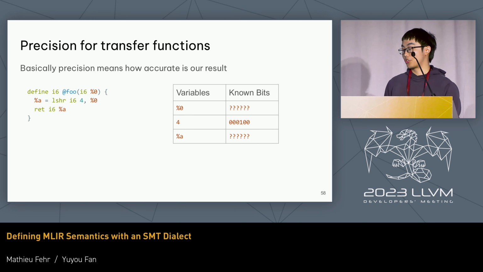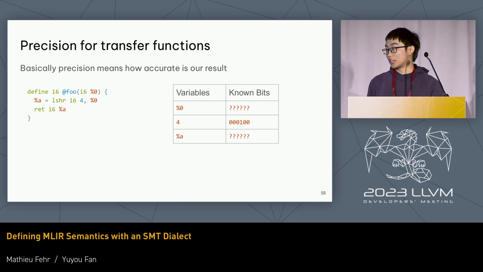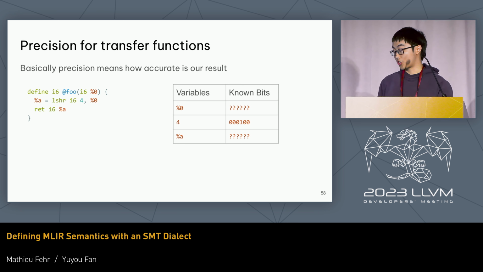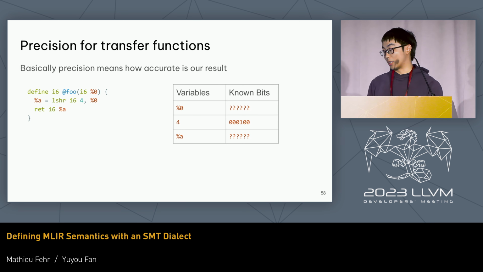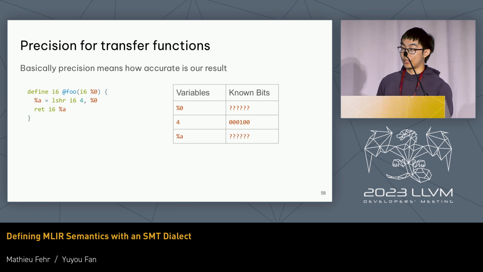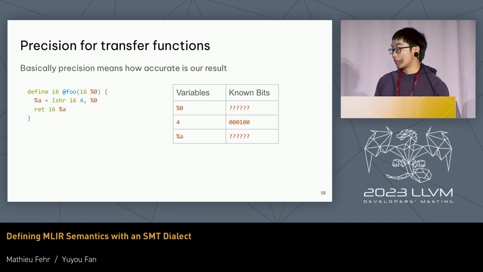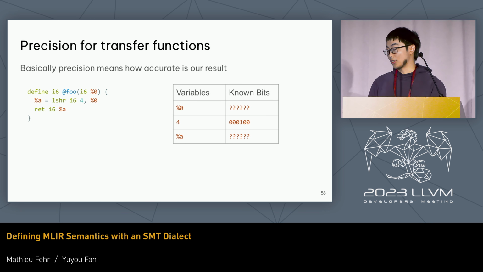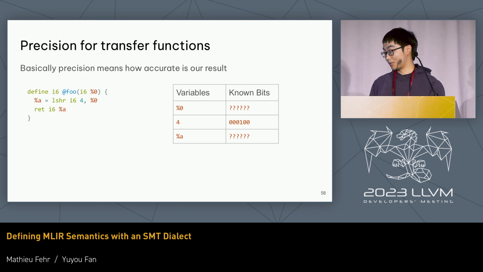Now, another tiny thing is precision. Basically, precision means how accurate our result is. We can look at the function on the left. It's a function that receives one argument, and it performs a logical shift right on a constant 4. And the shifting amount is specified by the given argument. We can apply known bits analysis on it. Since it's from an argument, we have no information, so it's 6 bits unknown. And for the constant 4, we know all the bits. And by applying some transfer functions, it asserts that all bits in A are unknown. It is correct, because unknown includes everything.